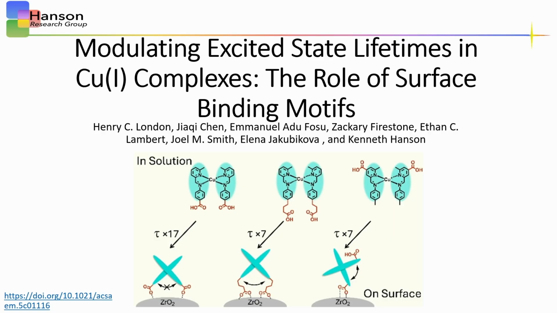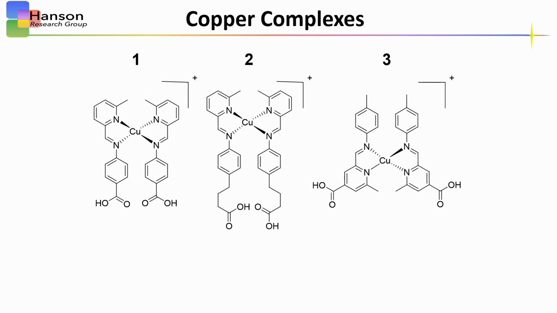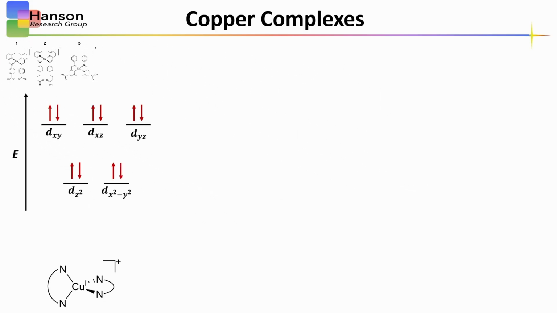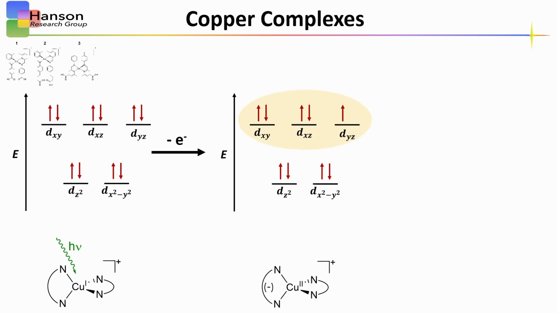I'm here to talk to you about a recent publication in Applied Energy Materials called Modulating Excited State Lifetimes in Copper(I) Complexes: the Role of Surface Binding Motifs. For this, we designed 3 different copper complexes with carboxylic acid functionalized phenylpyridinyl methylamine ligands. We picked these because these copper complexes are known to absorb in the visible light region and undergo metal-to-ligand charge transfer, creating this nice reactive excited state.